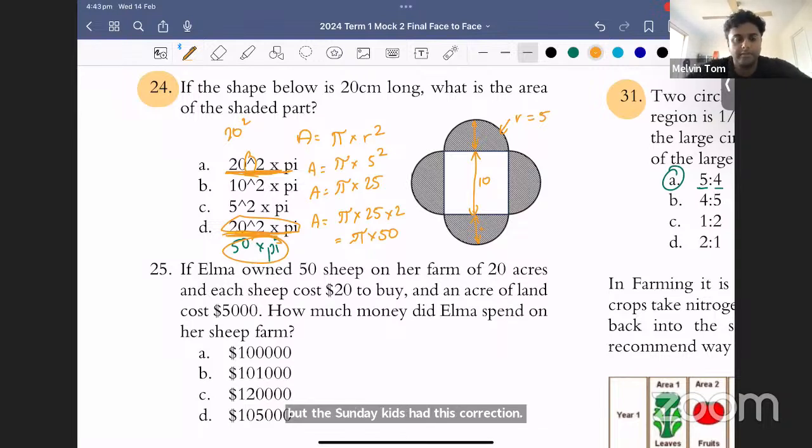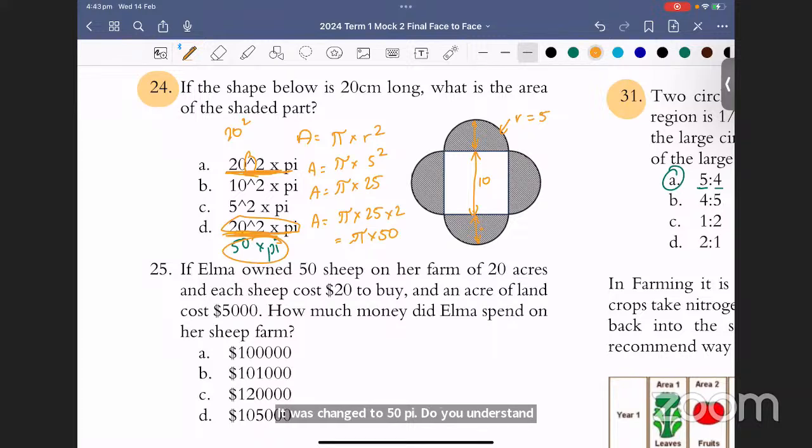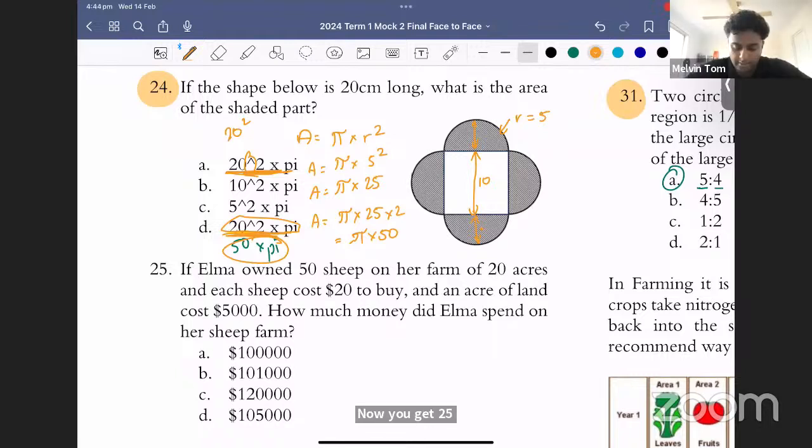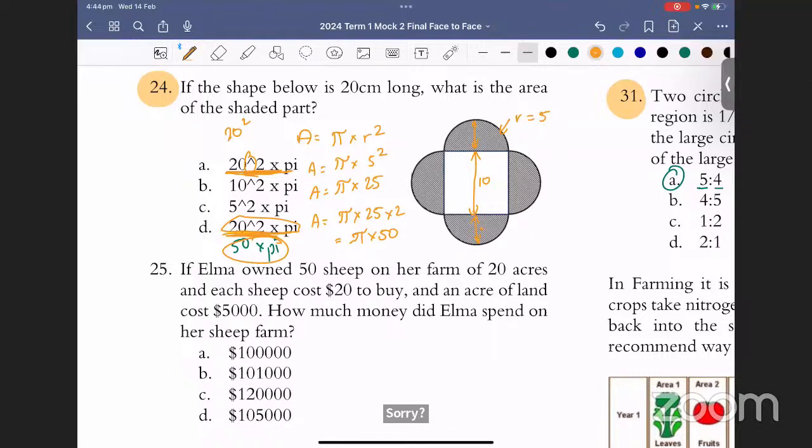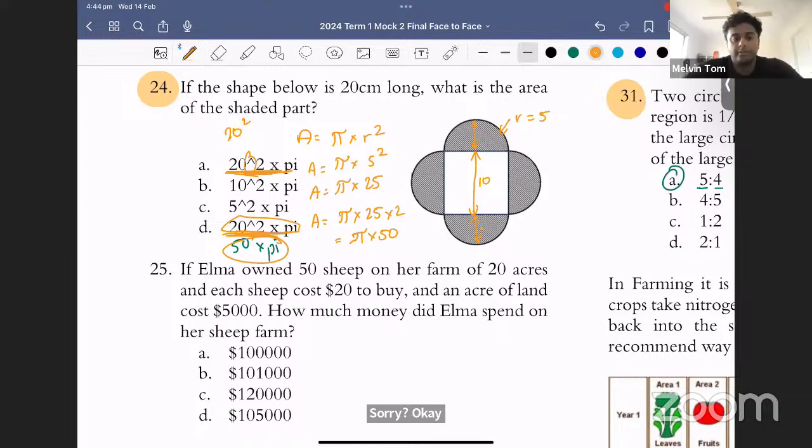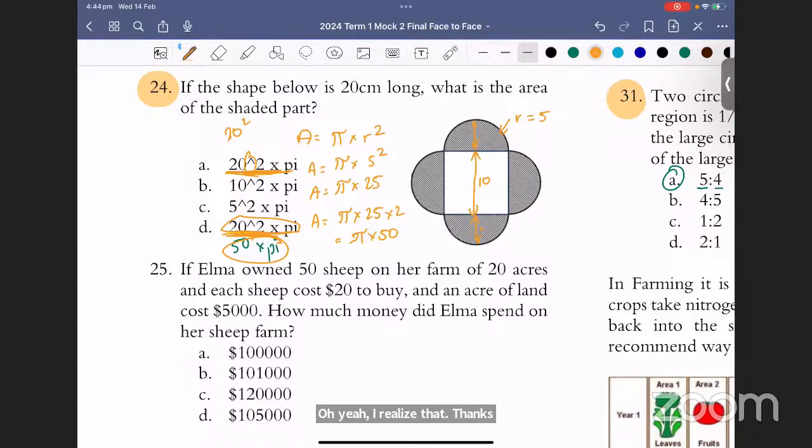Do you understand that, Naveen? Wait, how did you get 25? How did you get 25 actually? 5 squared is 25. Oh yeah, I didn't realize that. Thanks. How many mock exams are there? 5 in total. Oh, okay, thanks.